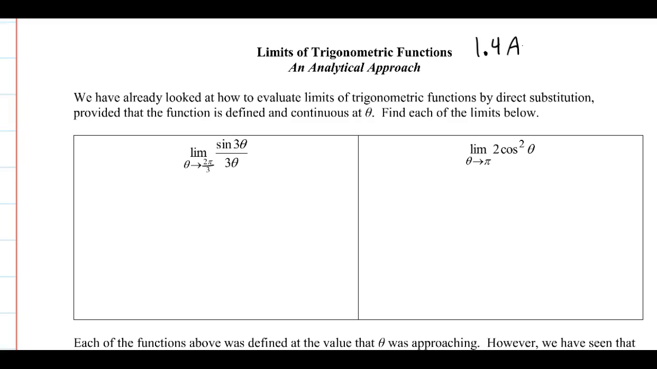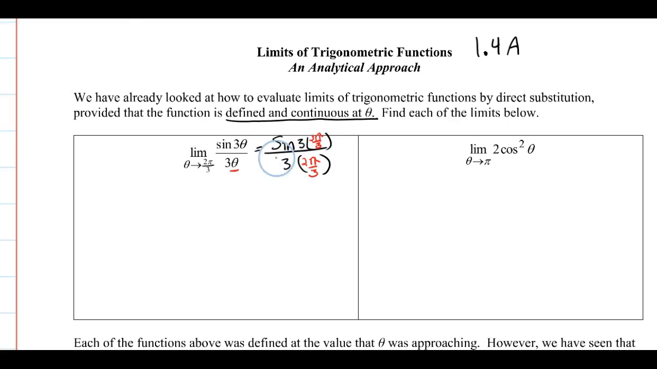And these first two limits, we'll see that we can use what we learned in 1.2, which is direct substitution, because these functions are defined and continuous at theta for these given thetas. So for instance here, theta approaches 2 pi over 3. I always check my denominator first. So this would be sine 3 over 3 times, where theta is 2 pi over 3.